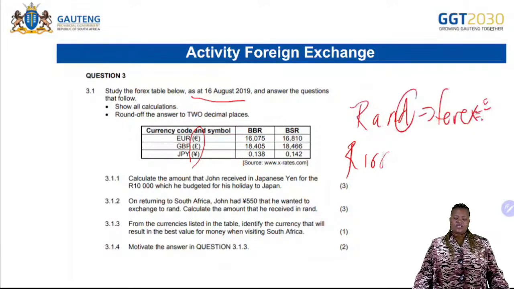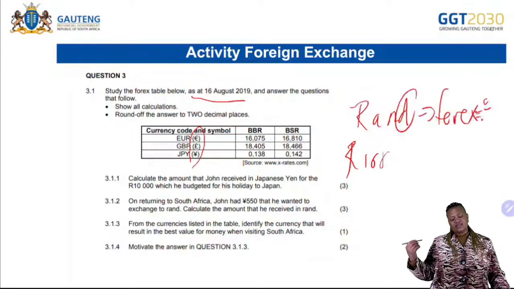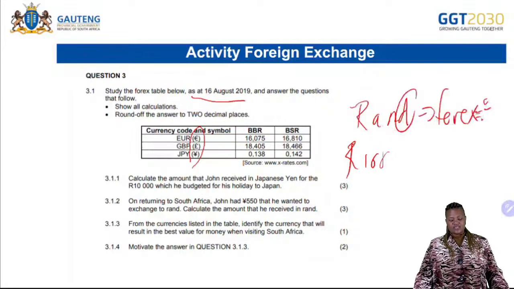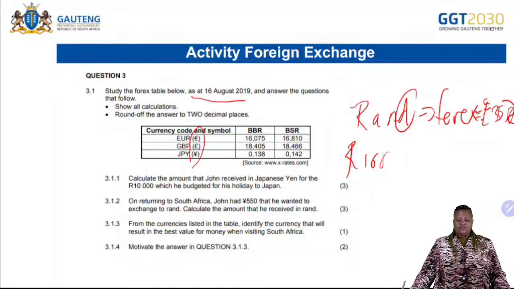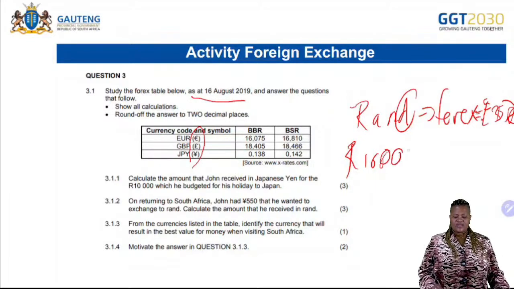And then remember that when we do this, you need to visualize what is happening. When I've got 10,000 Rand and I want a foreign currency, what is the bank going to do? They're going to sell me the foreign currency. So in this instance, they are going to be selling John the Japanese yen. So it'll be 10,000 Rand divided by, remember we're using the bank selling rates, 0.142 BSR.